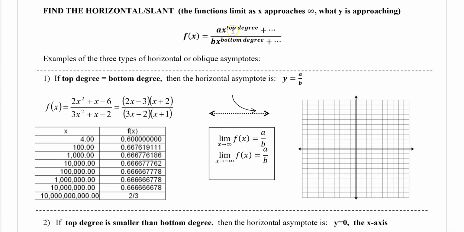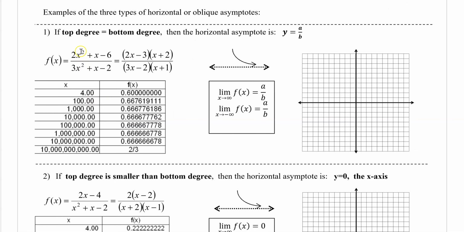And so what we have is a top degree and a bottom degree. We have a polynomial on top and a polynomial on the bottom. That's what makes our rational expression. So you're going to have this polynomial here and this polynomial here. So let's look at our first one. If you notice here, the degree of the two polynomials are the same.